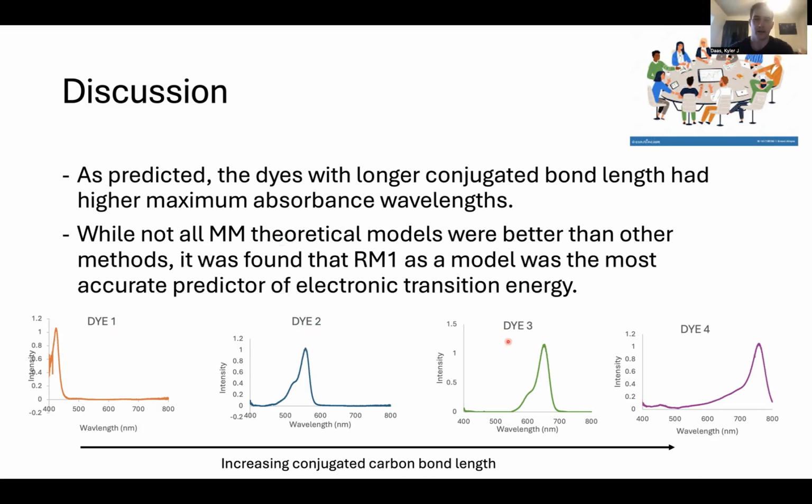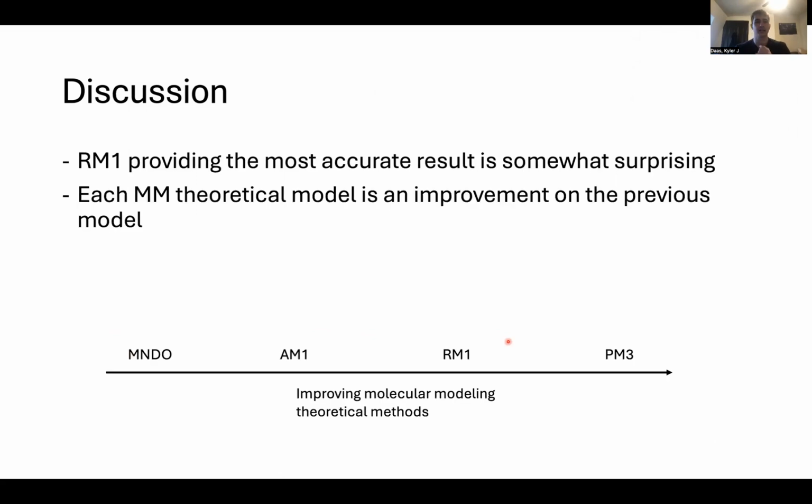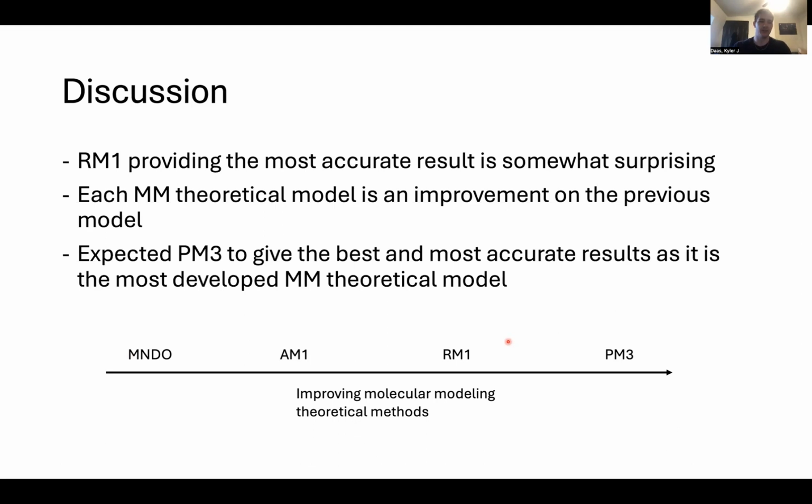While not all the theoretical models were better than the other methods, it was found that RM1 as a model was the most accurate predictor of the electronic transition energy. RM1 providing the most accurate result is somewhat surprising because each model is supposed to be an improvement on the previous model. And for this reason, we would have expected PM3 to give the best and most accurate results as the most developed theoretical model. However, we are not unhappy seeing that RM1 is the best model.